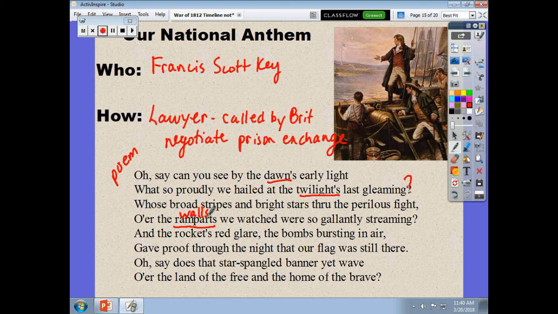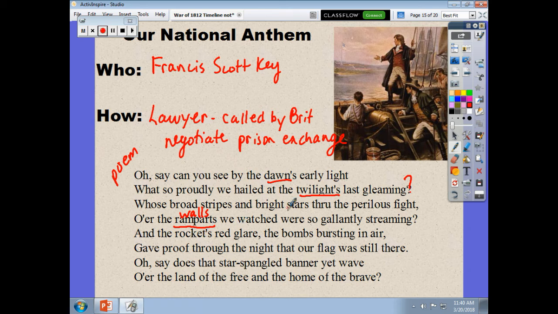And then as the night came, what happened was this. "And the rockets' red glare and the bombs bursting in air, they gave proof through the night that the flag was still there." And every once in a while, one of those big rockets would explode in the midair, or the bomb would burst in air, and there'd be this flash of light, and we'd see the flag, and then it would disappear. And this is what he's describing.